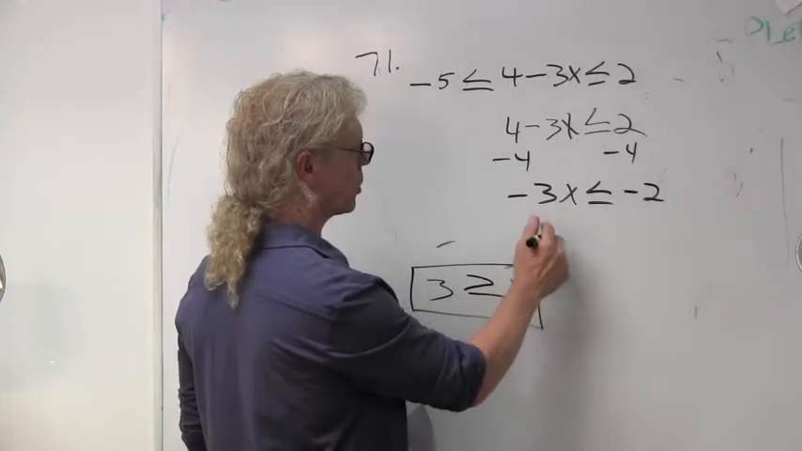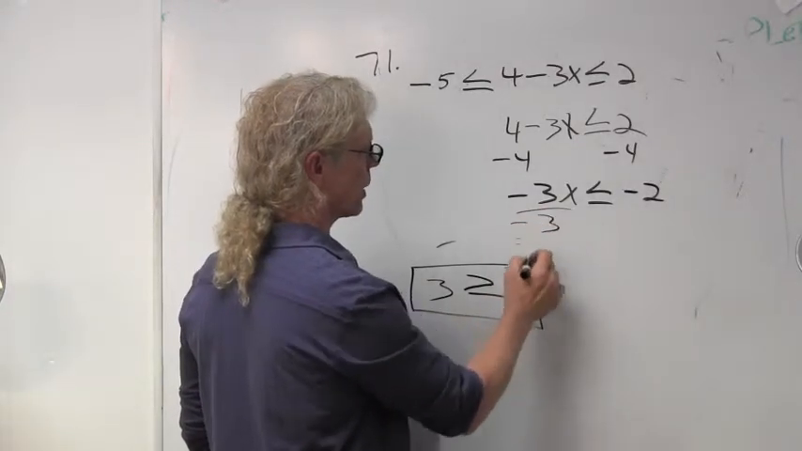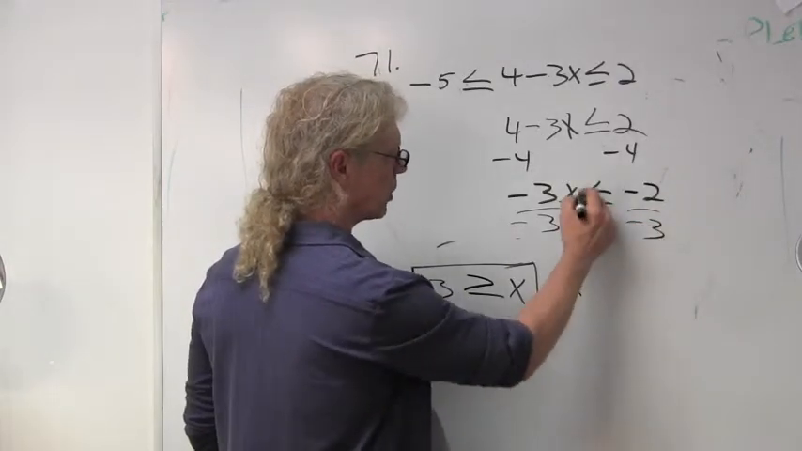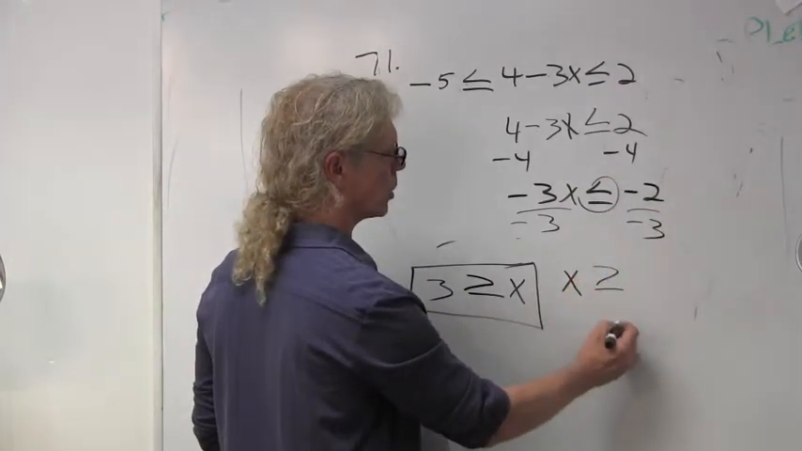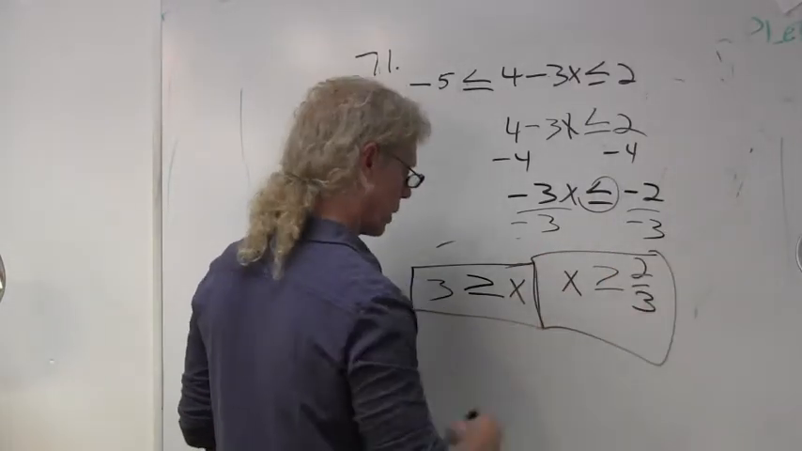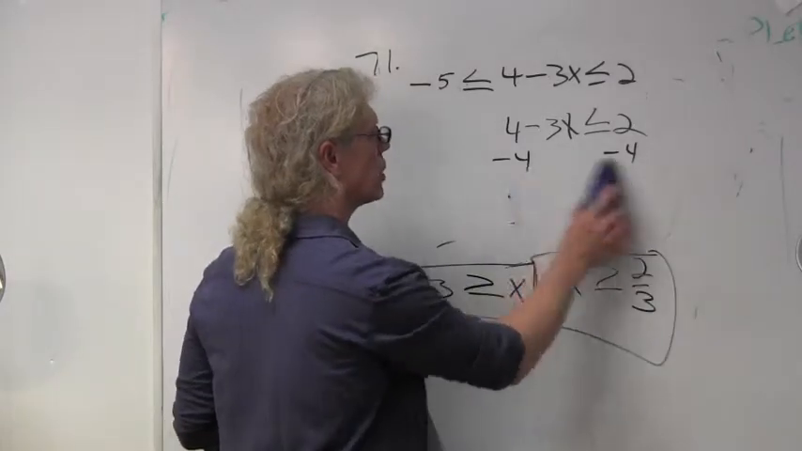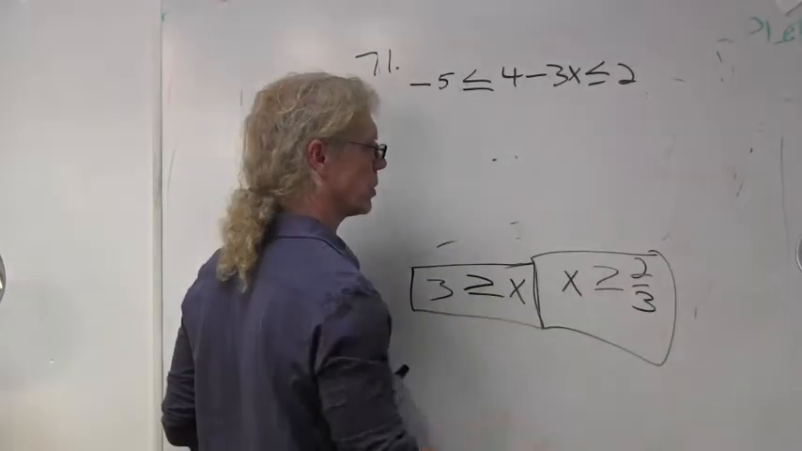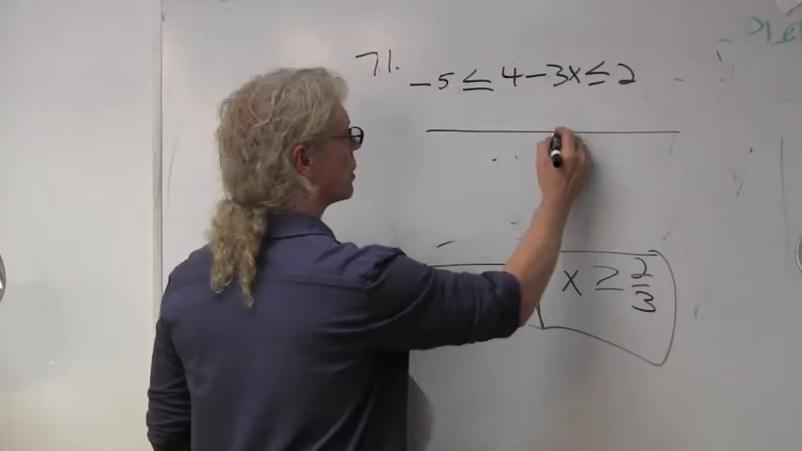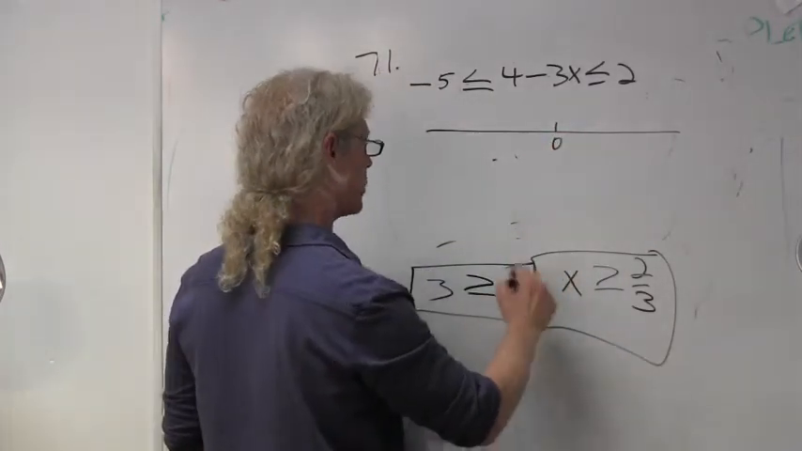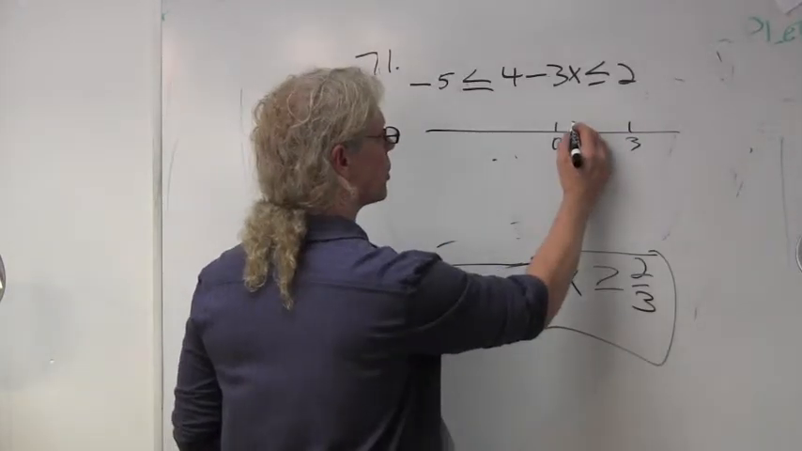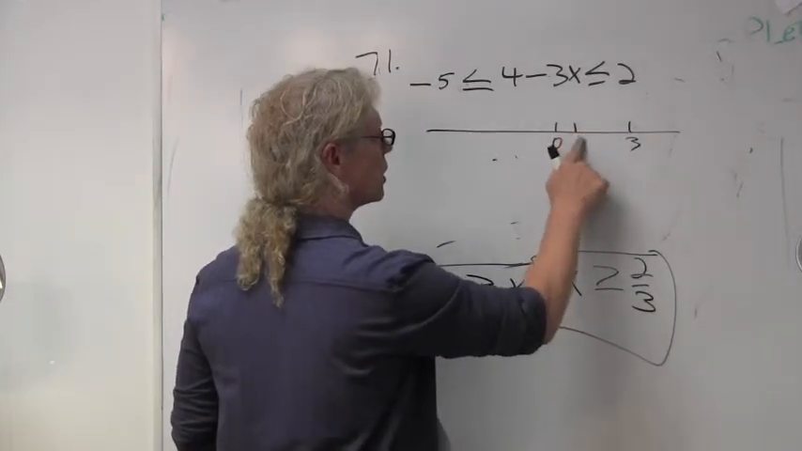So here we go. Now I want to divide both sides by negative 3, which will leave me with x is, flip the sign, greater than or equal to 2/3. There are our two numbers of critical importance that will allow us to graph the solution. We have a 0, we're looking for a 3, and we're looking for 2/3.